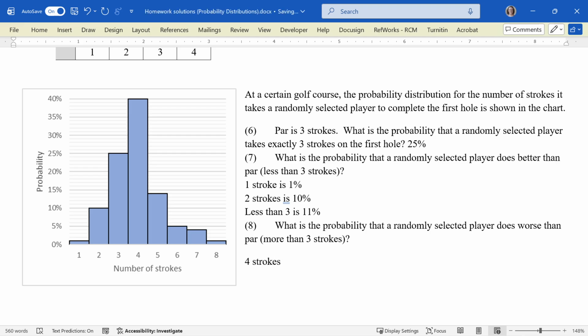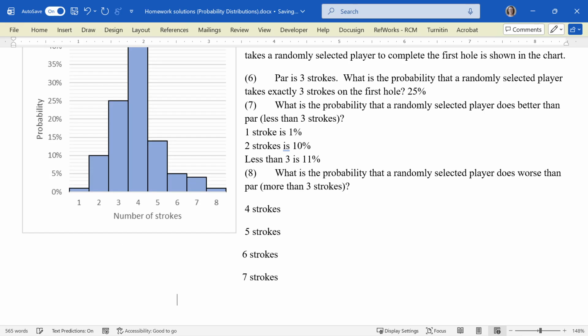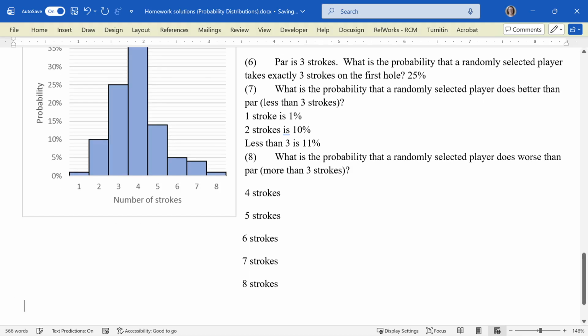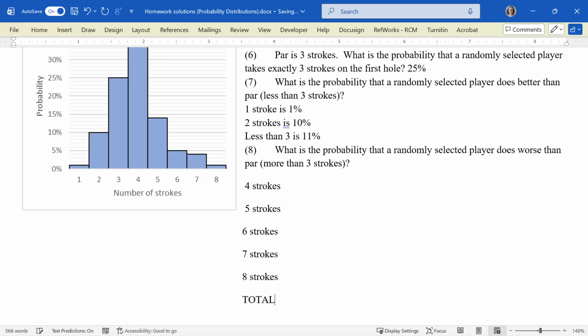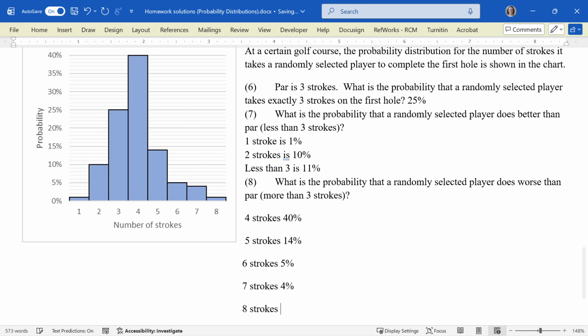So 4 strokes, 5 strokes. Why is it putting all these extra line breaks now? 6 strokes, 7 strokes. Just put them all on their own line. And then 8 strokes, and then I'm going to total them. Okay, so 4 strokes looks like 40%. 5 strokes is 14%. 6 strokes, 5%. 7 strokes, 4%. And 8 strokes is 1%.